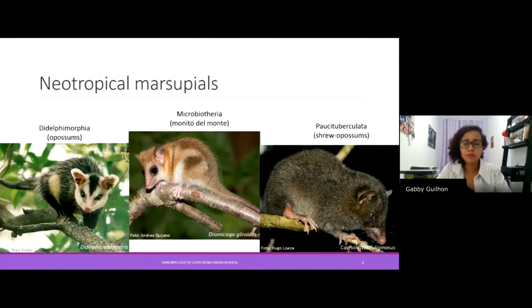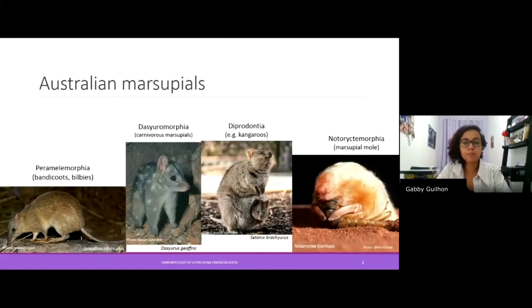As most of you may know, marsupials are split in two major groups. The first one is the neotropical marsupials, divided in three orders: Didelphimorphia with the opossums, Microbiotheria with only one living species, the Monito del Monte, and Paucituberculata with the shrew opossums. The second and most diverse group is the Australian marsupials, composed of four orders: Peramelemorphia with bandicoots and bilbies, Dasyuromorphia with carnivorous marsupials, Diprotodontia with a lot of different species like koalas and kangaroos, and Notoryctemorphia with the marsupial mole.